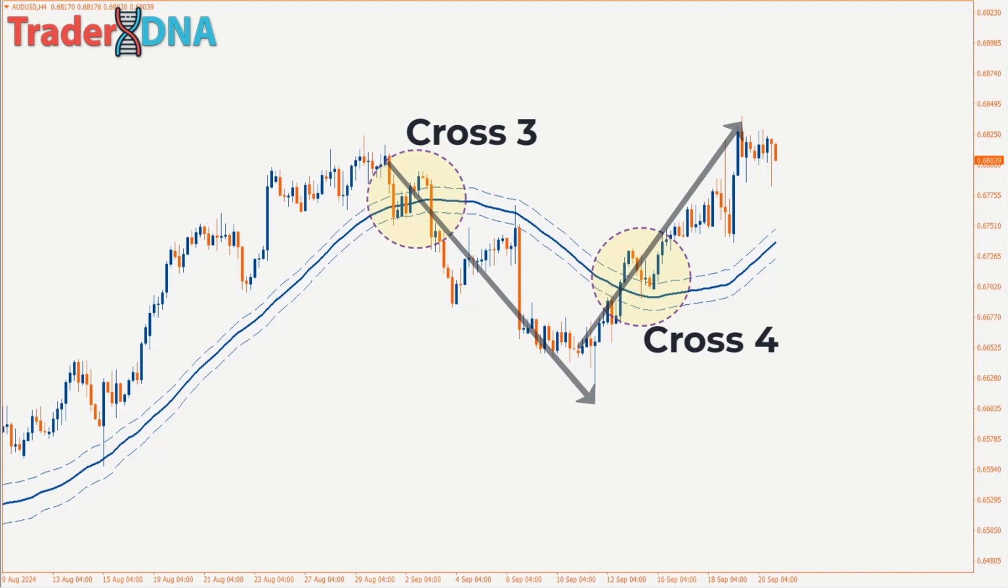Next, I'll show you an amazing combination of the RSI and moving average indicators that you might not know about. This is one of the best pairings, and it's essential to understand it fully.